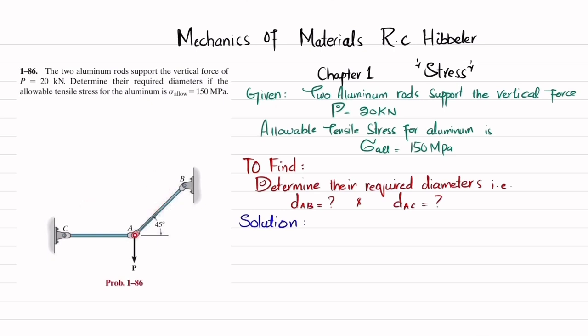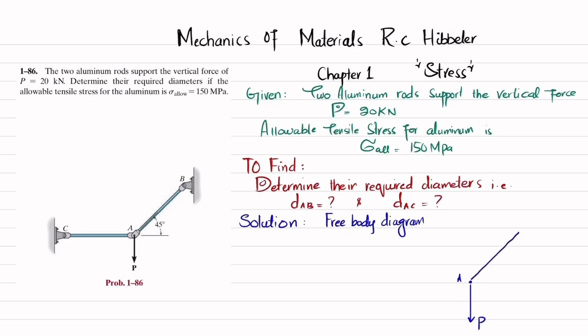So first step is that we will take this point A and draw the free body diagram. So P is acting downward. This rod exerts a force in this direction on point A, as well as this rod exerts a force in this direction, which is FAC, and this is FAB. Clear? So we will draw the free body diagram. Let this be your point A. So at A we have P, which is acting downward.